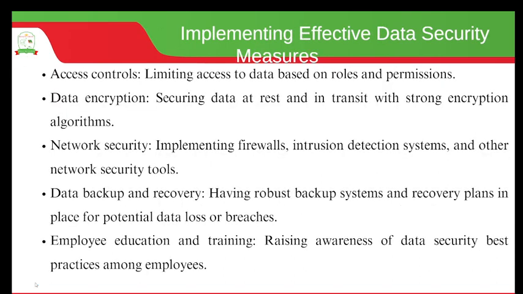Now, for us to be able to implement effective data security measures, there are a number of things that we need to do so that we can get it right. Number one is what we call access controls. This simply means we limit access to data based on roles and permissions, so only authorized persons or systems can access specific data. So that is one way to ensure security. The other one is what we call data encryption: securing data at rest and in transit with strong encryption algorithms, so we can make sure our information or data is protected.